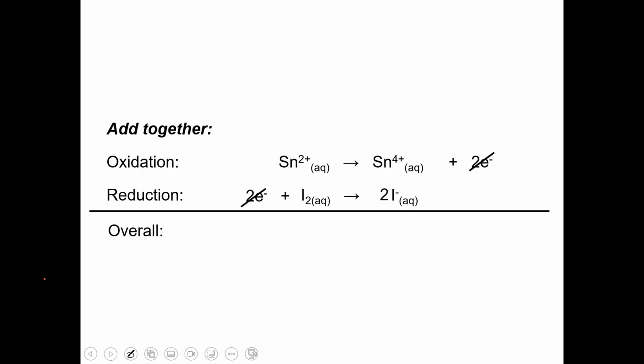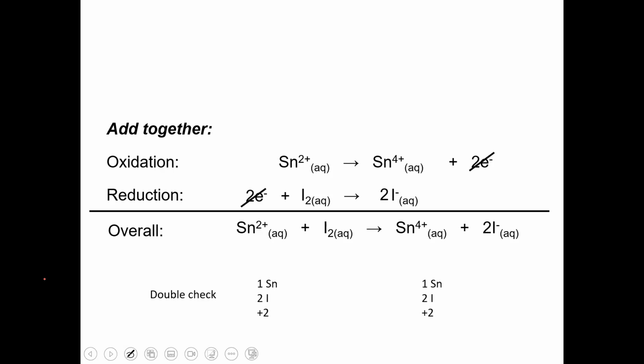So when we add together, we're going to cancel out what we can, things that appear on opposite sides of the arrow, and then that gives us our overall equation. And so all we need to do now is a double check to make sure that both the number of atom types is the same on each side of the arrow, and also that the total charge adds up to the same on either side of the arrow. So when we do that, we find that everything looks good and our redox equation is balanced.